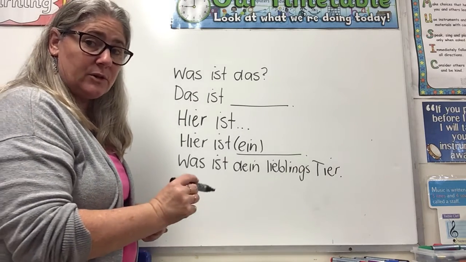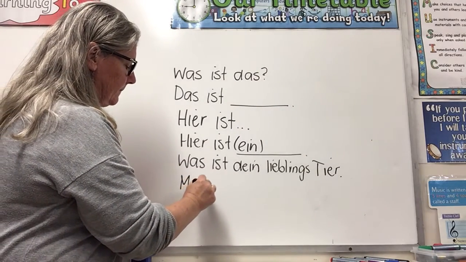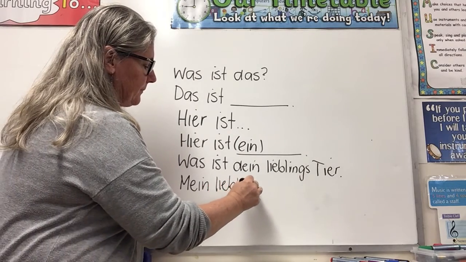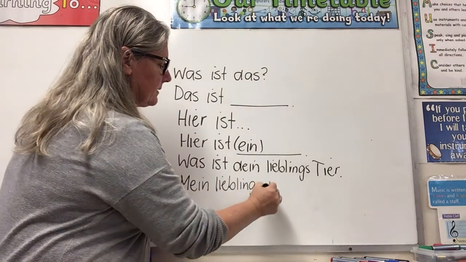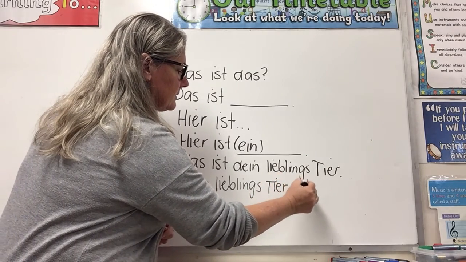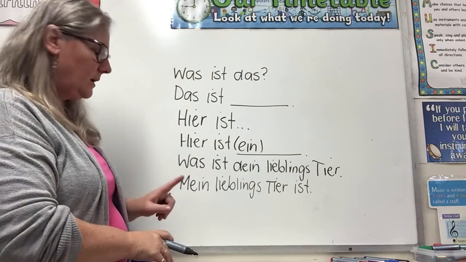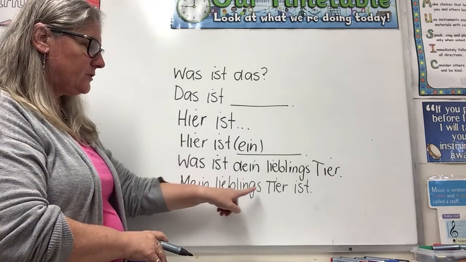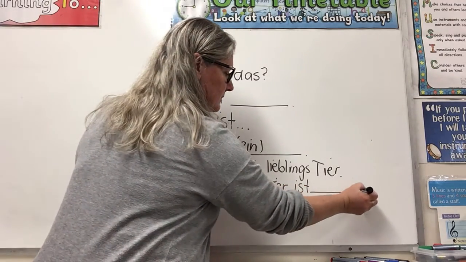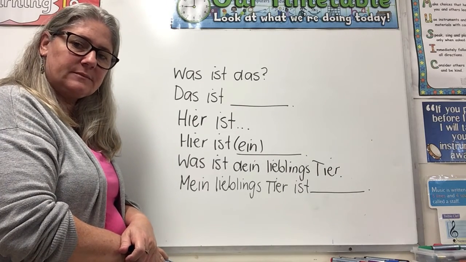So when you answer that question, it goes like this. Mein Lieblingstier ist. My favourite animal is, and you can choose an animal from the list we've been learning.